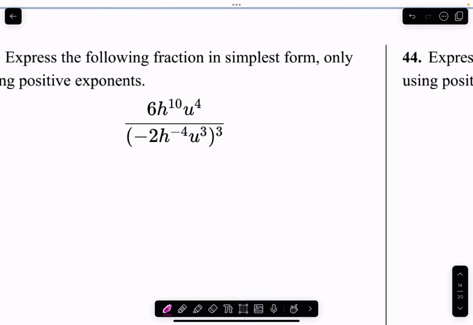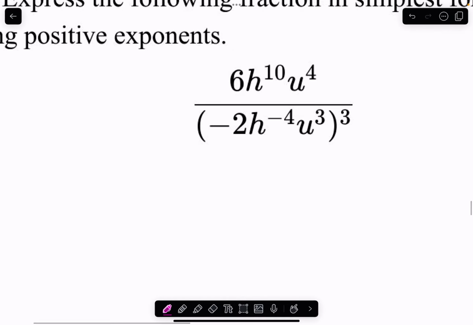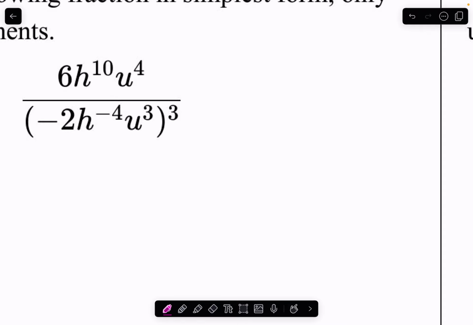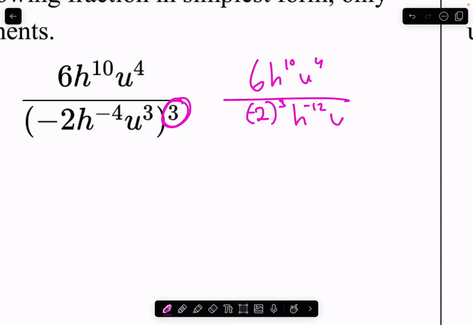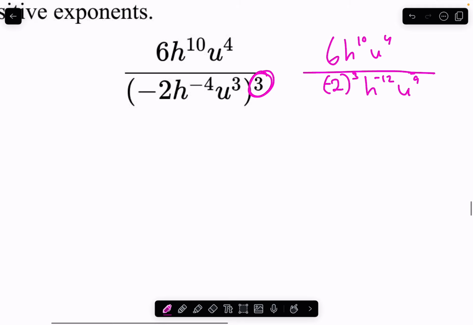All right, let's try another one of these. It's starting to get a little uglier. All right. So let's see. The first thing I'm going to do here is deal with my exponent, okay? And then I'm going to deal with distributing this exponent, and then I'm going to deal with my negative exponents later. So we end up with negative 2 to the 3rd power, h to the negative 12th power, and u to the 9th power. So now I'm going to go ahead and rewrite it without any negative exponents.